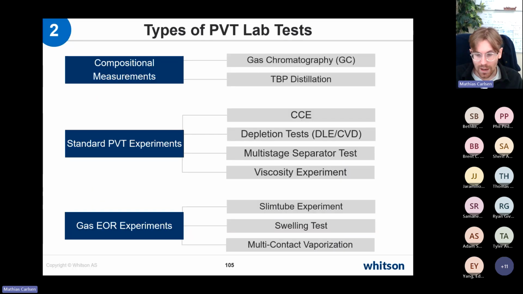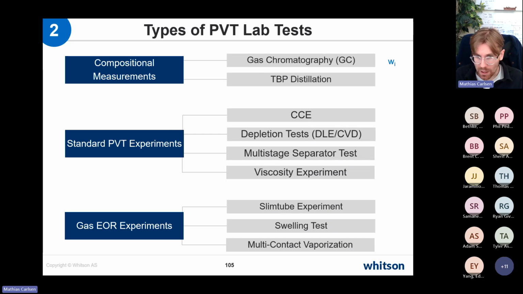The different types of experiments we typically find in lab reports are compositional experiments, standard PVT experiments, and gas EOR experiments. In this one slide, I'm going to teach you, for each of these different experiments, what we actually measure. If we start with the compositional, typically we use something called the GC, and the GC measures the weight percentage of the individual components. This is what's used 99.999% of the time. But since we actually need the mole amounts in the model, we have to assume molecular weights to do that conversion.